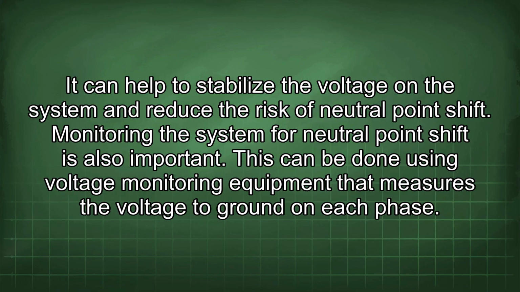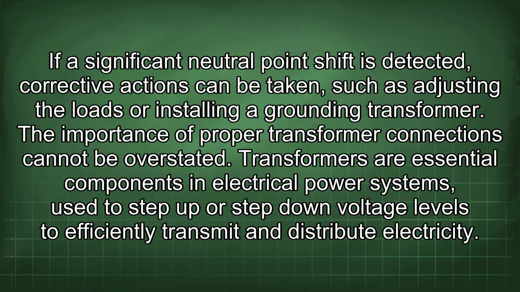Monitoring the system for neutral point shift is also important. This can be done using voltage monitoring equipment that measures the voltage to ground on each phase. If a significant neutral point shift is detected, corrective actions can be taken, such as adjusting the loads or installing a grounding transformer. The importance of proper transformer connections cannot be overstated.